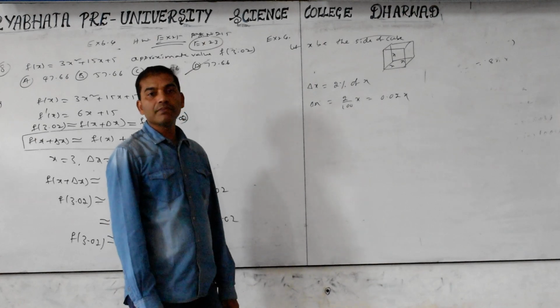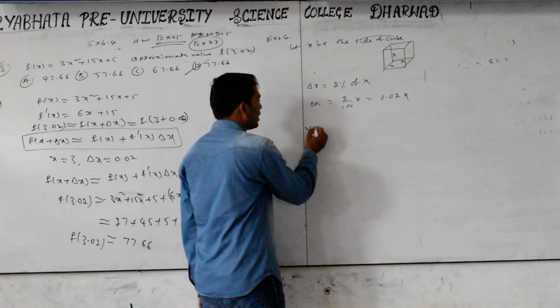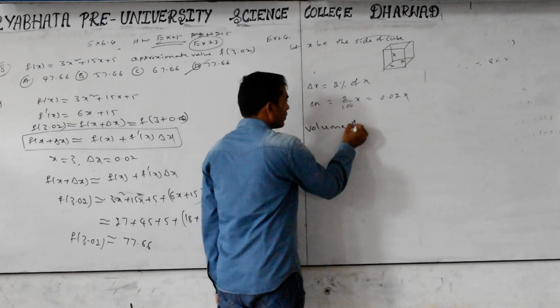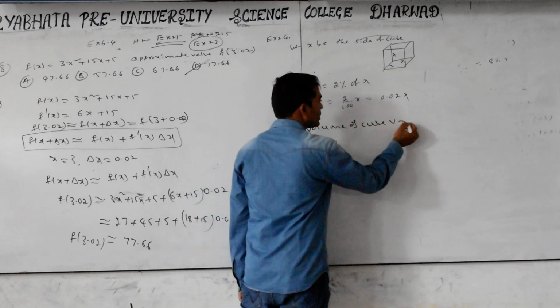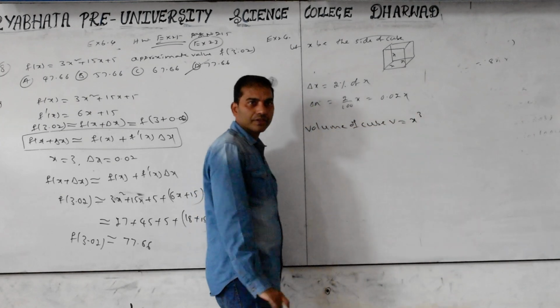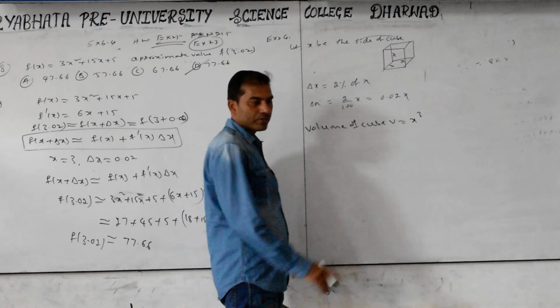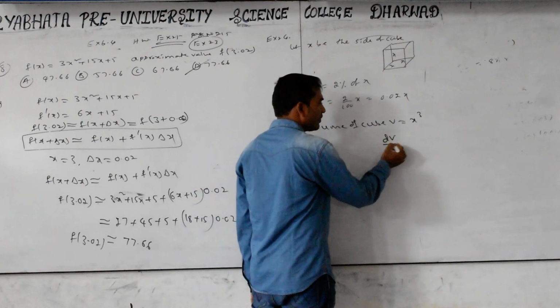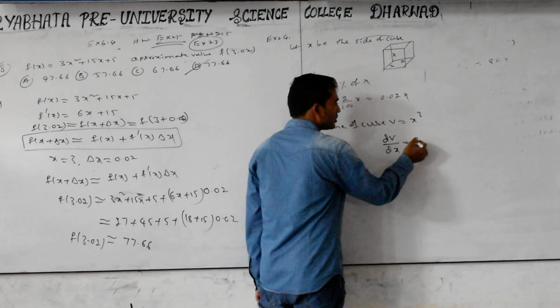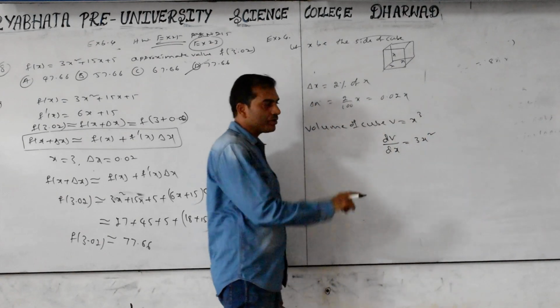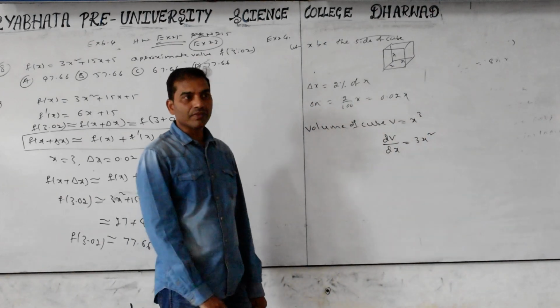Now we should find the value of the cube. What is the formula for the volume of the cube? V is equal to x cube. Here V and x are variables, so we should apply differentiation. dv by dx equals 3x square into the derivative of x with respect to x, which is 1.